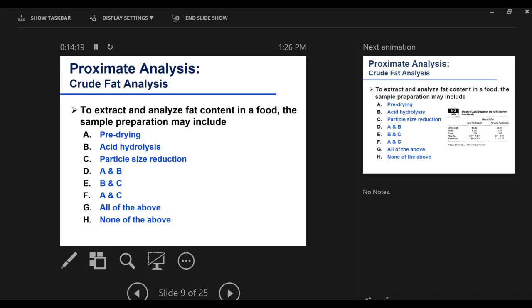When do you need to do acid hydrolysis? You've done the labs already. Anna? That was with the cheese samples. Did we do acid hydrolysis with the cheese samples? When do we need to do acid hydrolysis? For what types of food mostly?